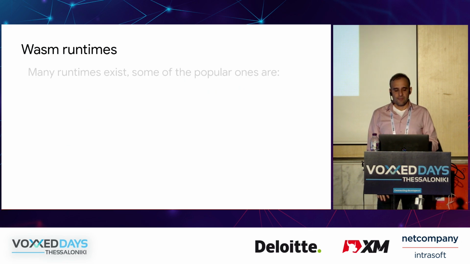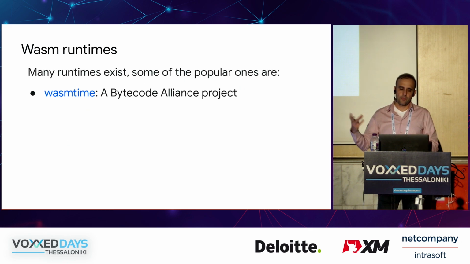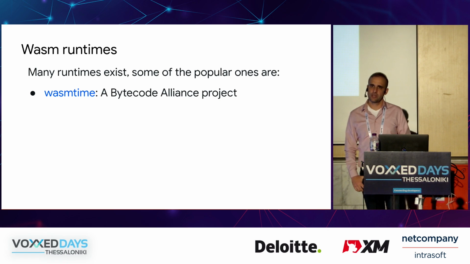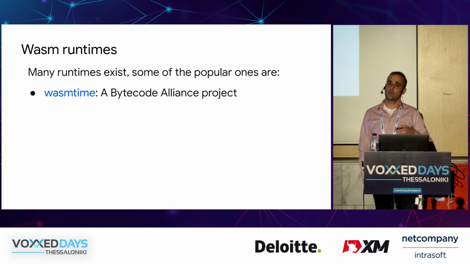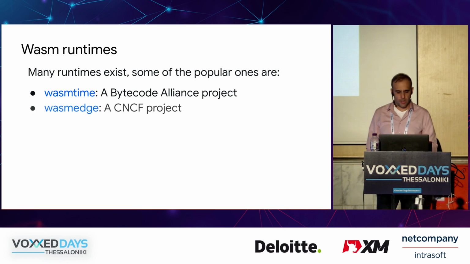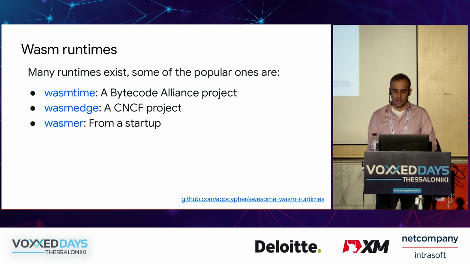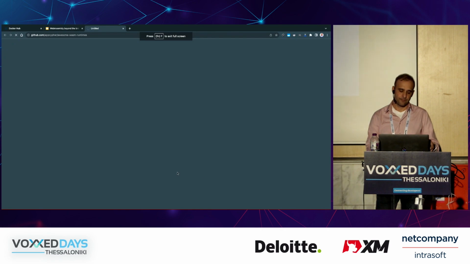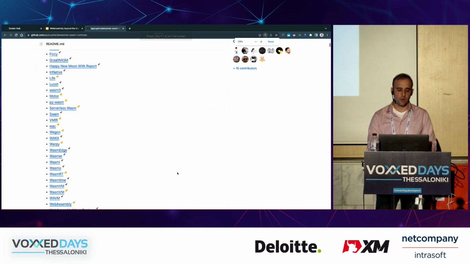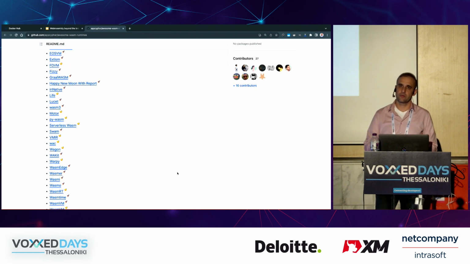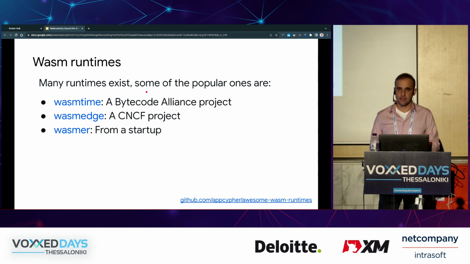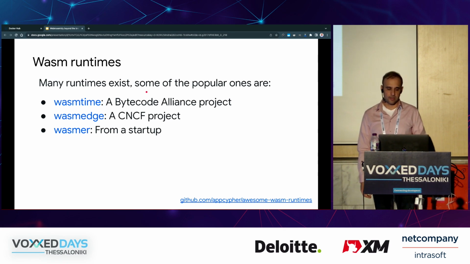Now, there are a lot of these runtimes. But the top three that I see are, one, Wasmtime. This is from the Bytecode Alliance project, which is the body that's also behind the WASI project that I'm going to talk about. Another one is WasmEdge from CNCF. Another one is Wasmer from a startup. If you go to this GitHub link, I won't go through this list, but I just want to show you that there are a lot of runtimes. They all have their own flavors and their own specialties, so you need to pick and choose depending on what you want to do with WebAssembly. But these three are the ones that I've seen, and I'm going to show you some in my demos later.